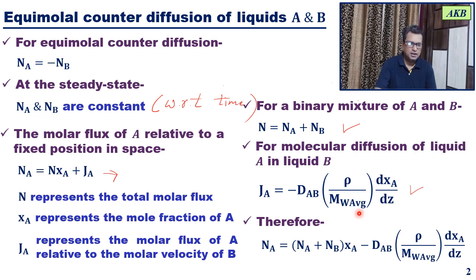Now on the next slide, what we will do is use, for equimolal counter diffusion, the relation Na is equal to minus Nb. We are going to use that relation over here, that is, in place of Na, we will use minus Nb. Then let us see how the equation gets modified.